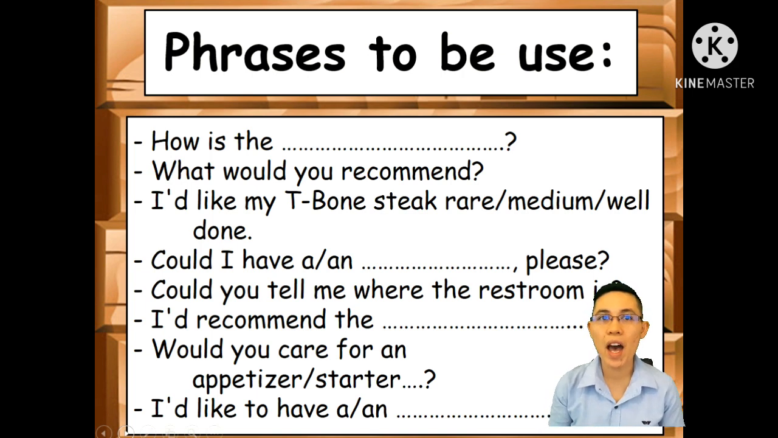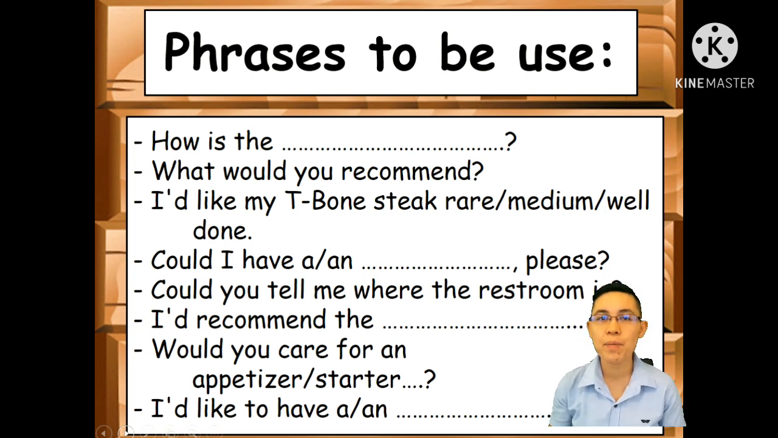Now, next we have, could I have a or an? Okay, for example, you will say, could I have a Santa hat jelly, please? If you want something for your starter, then you can say, could I have a Santa hat jelly for starter, please? Okay.